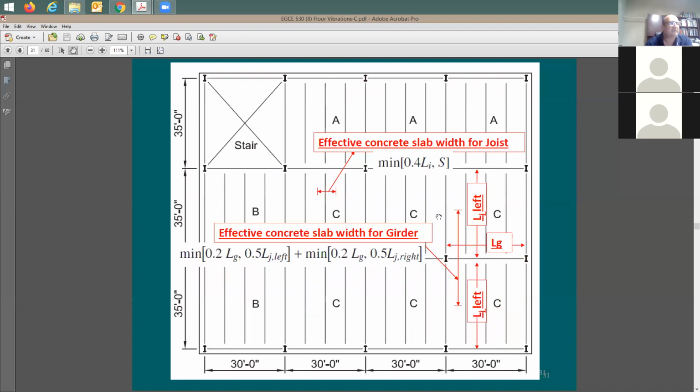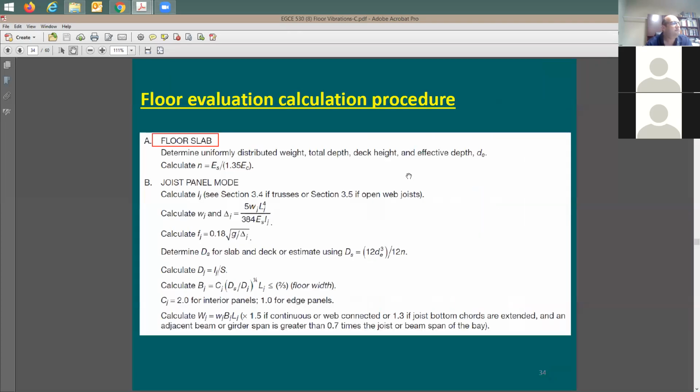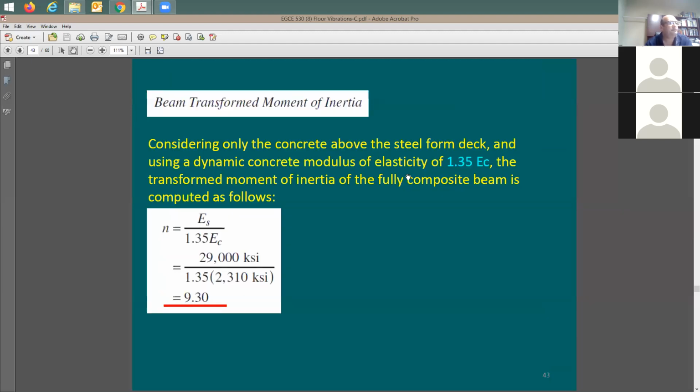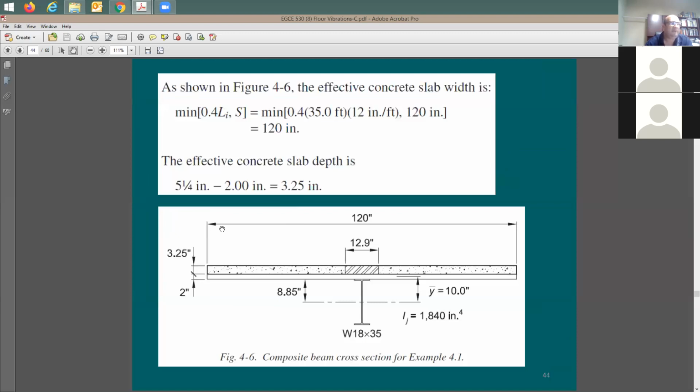When you do here for the slab width, effective concrete slab width, you need to take 40% of L from each side for the spacing. What is L? L is going to be the length, the span of the beam, or S, which means the spacing from each side. Slide 44. So that now you have the effective concrete width.